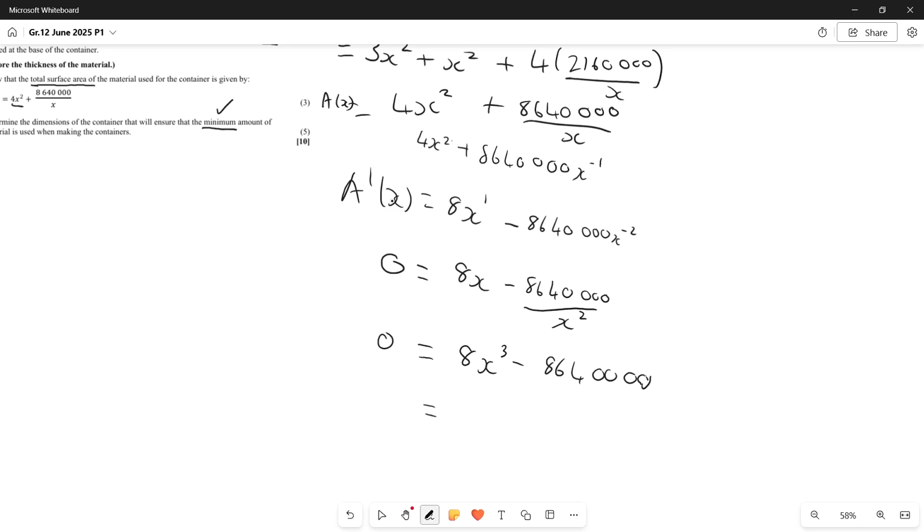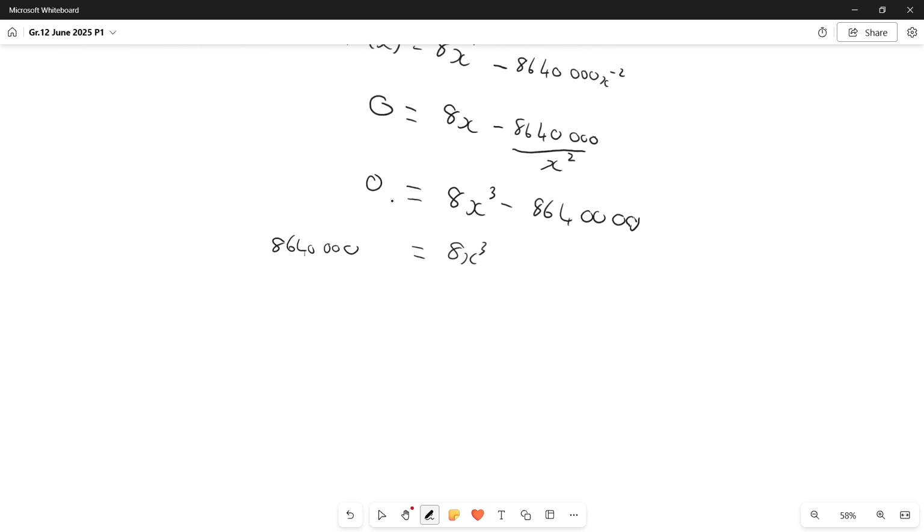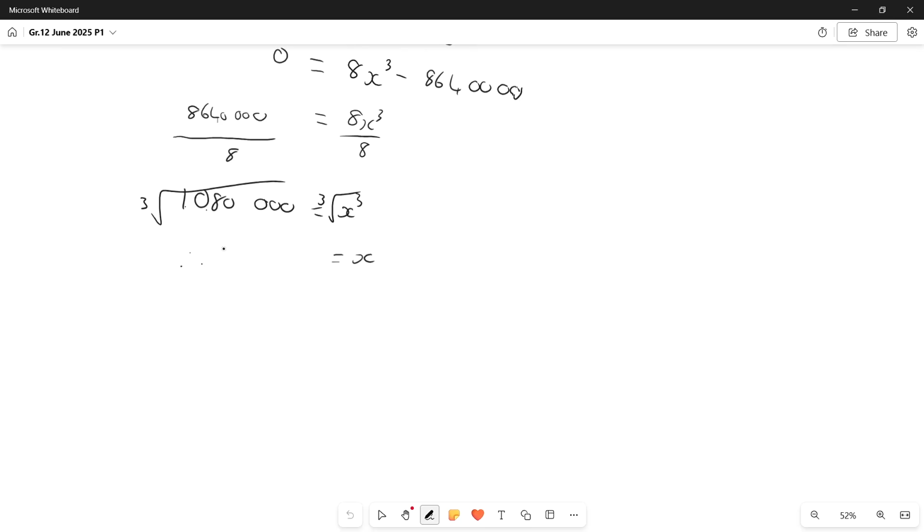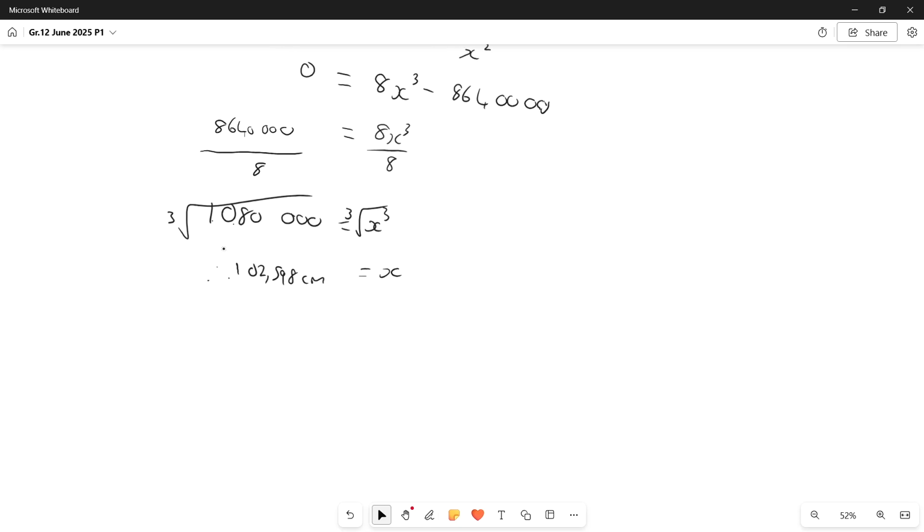So we're going to take this 8,640,000 over to this side. So we have 8,640,000 over here equals 8x cubed. We're going to then divide by our 8. This guy divided by 8. This guy divided by 8. We have 1,080,000 equals x cubed. We're then going to take the cube root of this guy and the cube root of this guy, and we're left with 102.598 centimeters for x. But are we done?